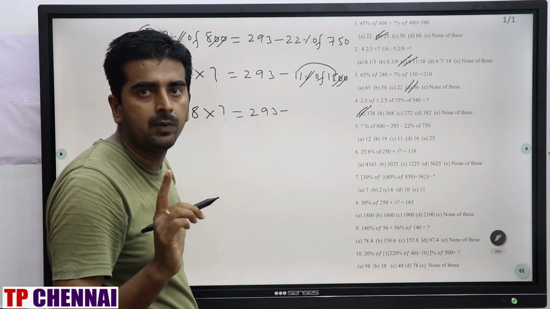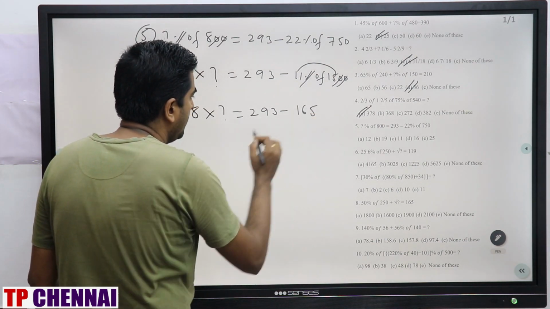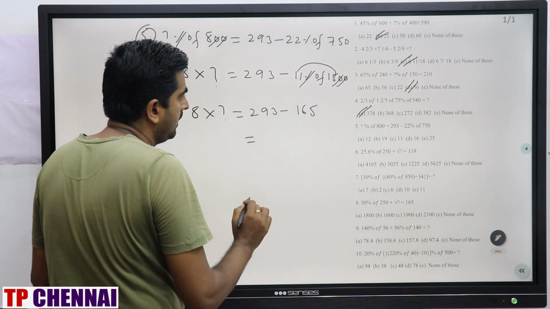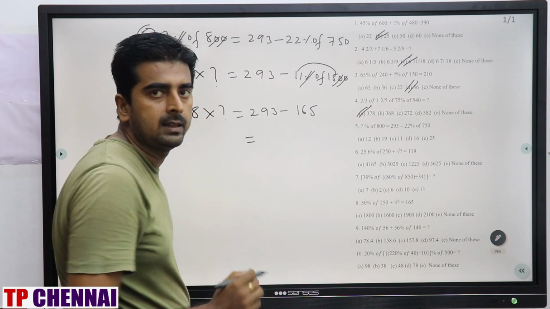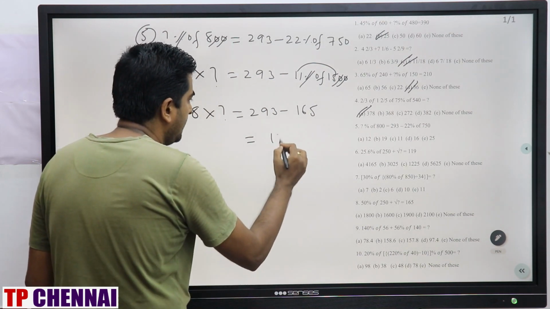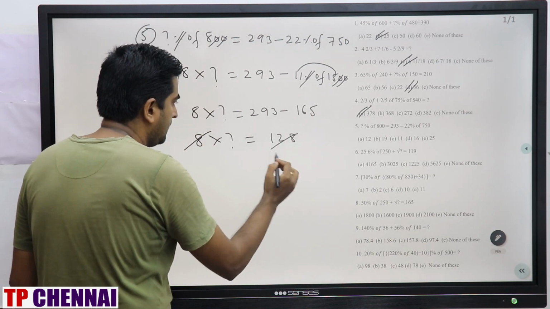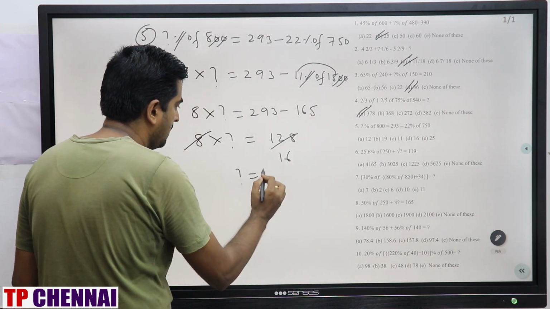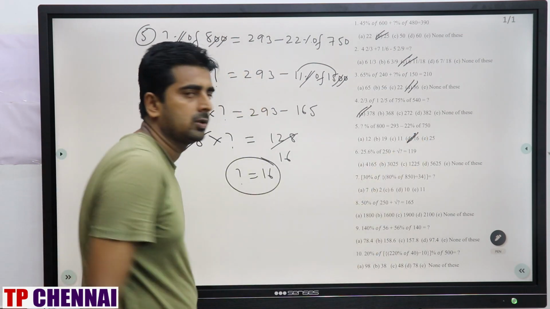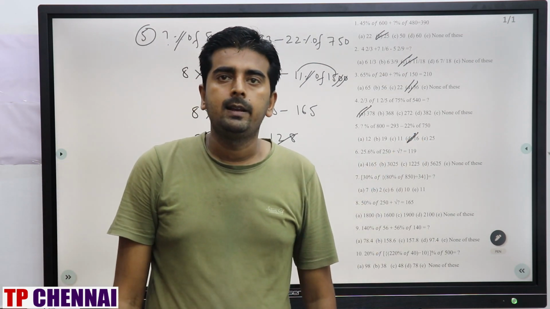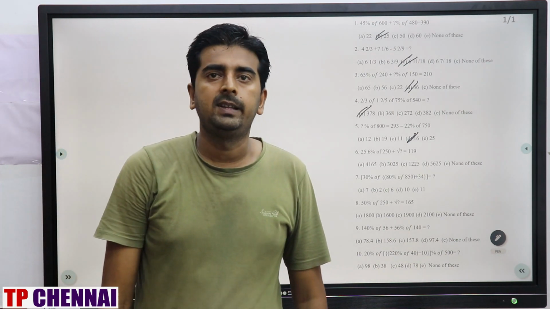15 into 10 is 150, 150 plus 15, 165. This is how much? If you add 130, it will become 295, but we need 293, so subtract 2. So 128 is equal to 8 into question mark. So this is 8 16s are 128. So question mark is equal to 16, which is nothing but fourth option. Clear? So now we'll see question number 6.